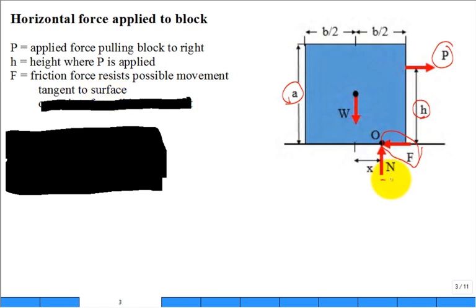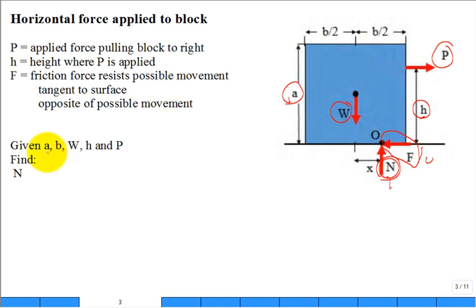The normal force is perpendicular to the surface. So N and F are at 90 degrees with respect to each other. And P and F are opposite, just like the weight and the normal force are in opposite directions. So, given A and B, what were they again? The height and the width of the block, and the weight of the block, and the height at which the load P is applied. Given all of these, can you find what N is?